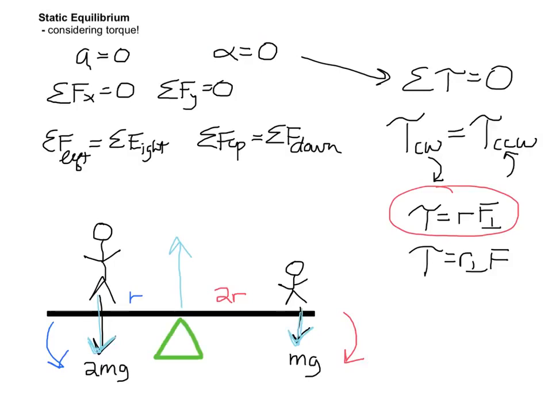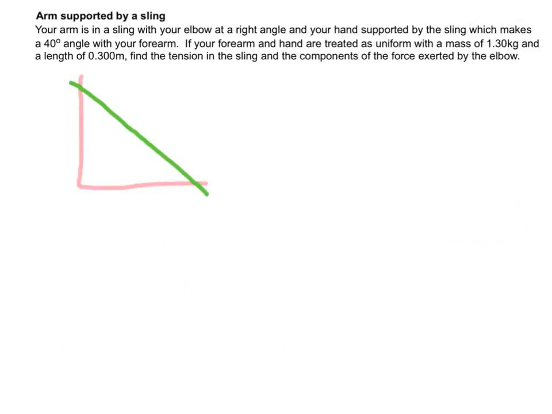Okay, so let's try a more challenging problem. In our first challenging problem, we have an arm, someone's arm, your arm, supported in a sling with the elbow at a right angle. So here's your arm, and here is the sling supporting the arm. And let's add the information about the 40 degrees in here.